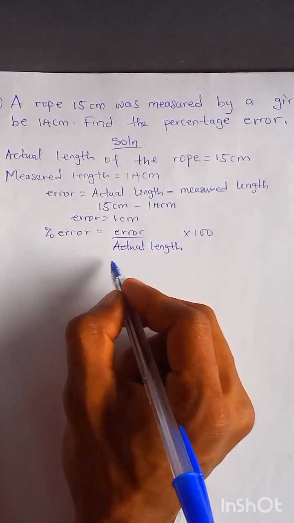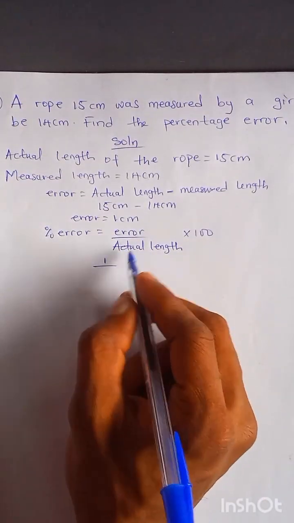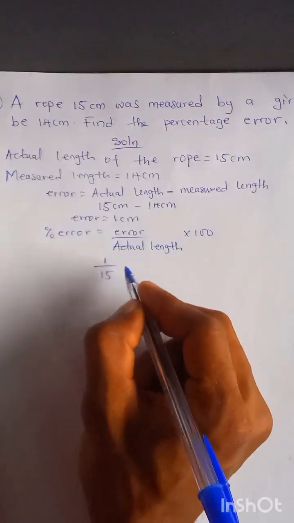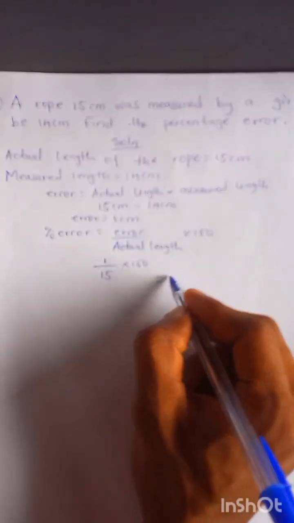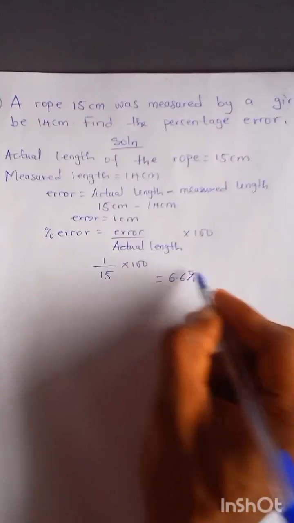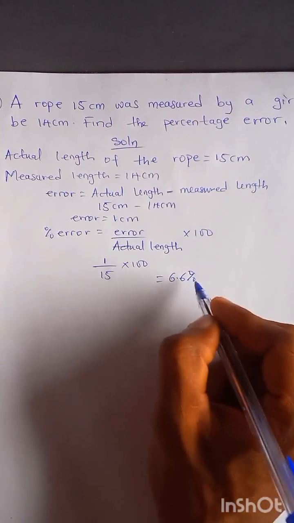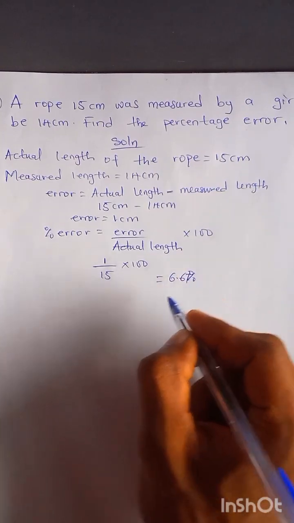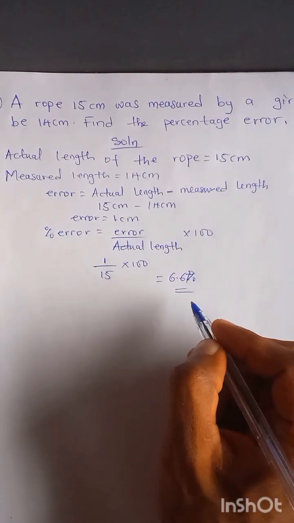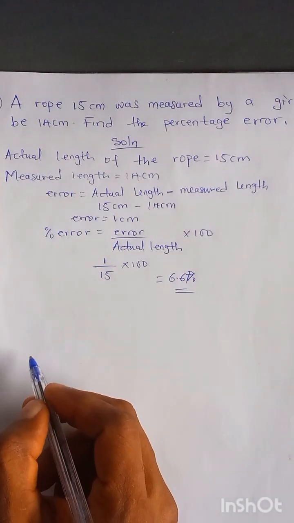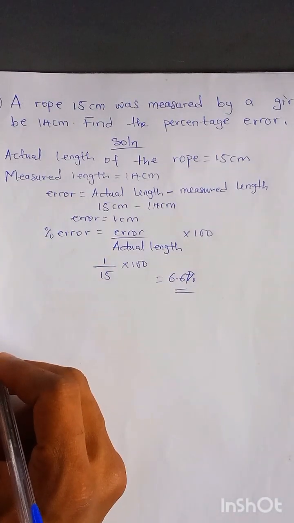So what's the error in the measurement here? It is simply 1 cm. Actual length here is 15 cm, times 100. If you work this out, what we have is 6.6%, or 6.67% approximately. 6.67% as the error in the measurement. So let's quickly look at another question here.